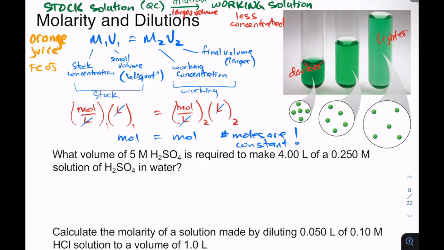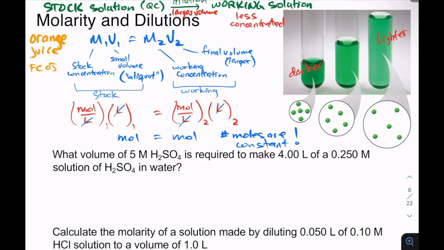So what volume of 5 molar H2SO4, that's sulfuric acid, is required to make 4 liters of a 0.25 molar solution of sulfuric acid in water? So we're just making a dilution here. We don't really need to know that it's sulfuric acid. This could be anything. We read this: what volume of one concentration is required to make a volume of a new concentration? That sounds like a dilution problem. Of course it is, because we're working on a dilution slide here.